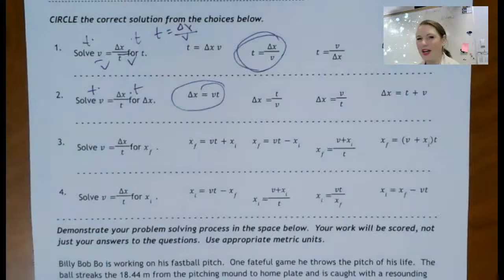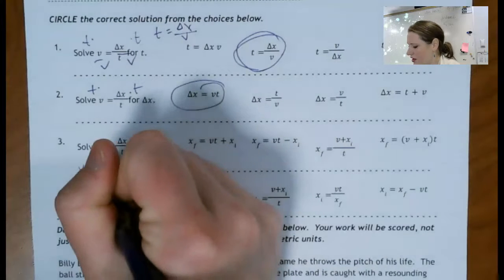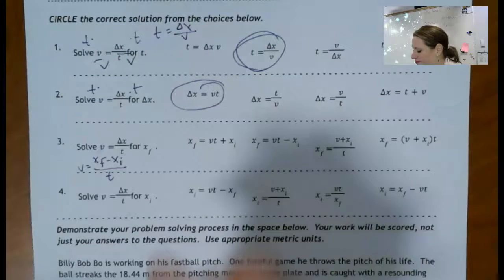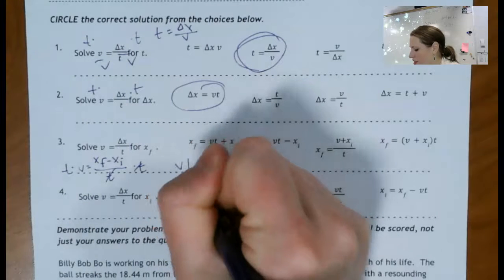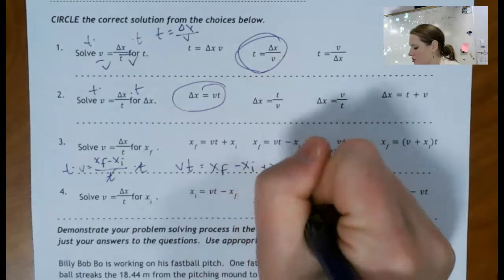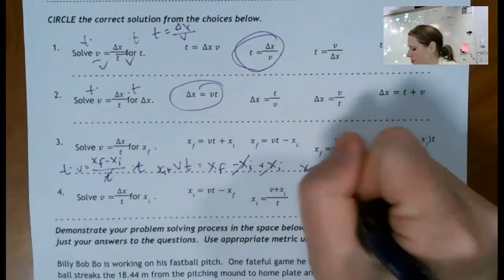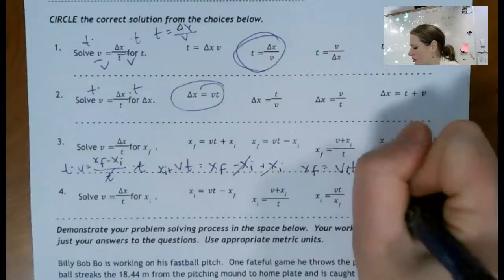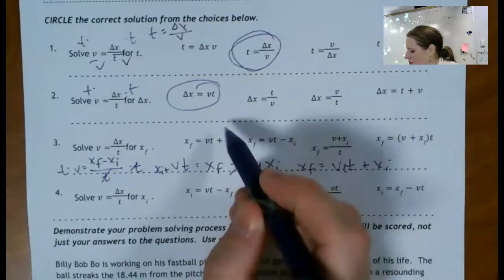I want to solve it for final position. So this one is relying on the fact that this is actually final position minus initial position divided by time. Multiply both sides by time, cancels that out. I've got v times t equals final position minus initial position. So I'm going to add initial position to both sides, which cancels that out. So I've got final position equals velocity times time plus, I put an I in there, oops, my bad. Plus initial position, which is this one.